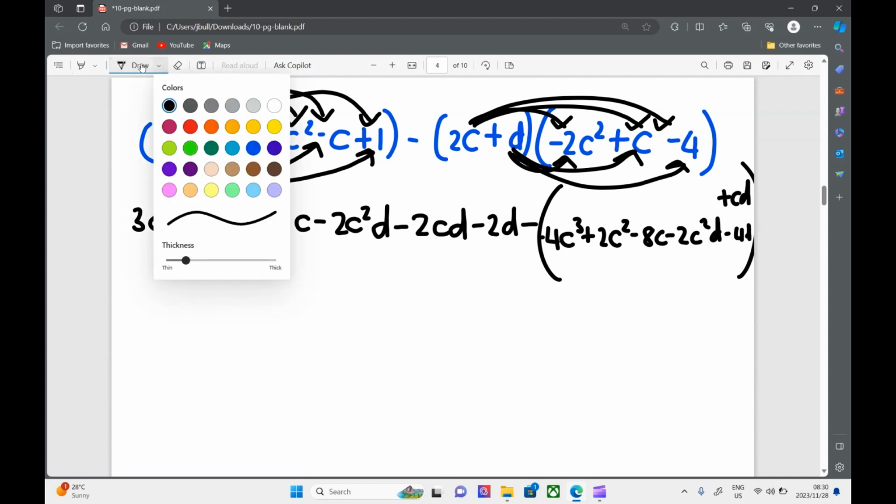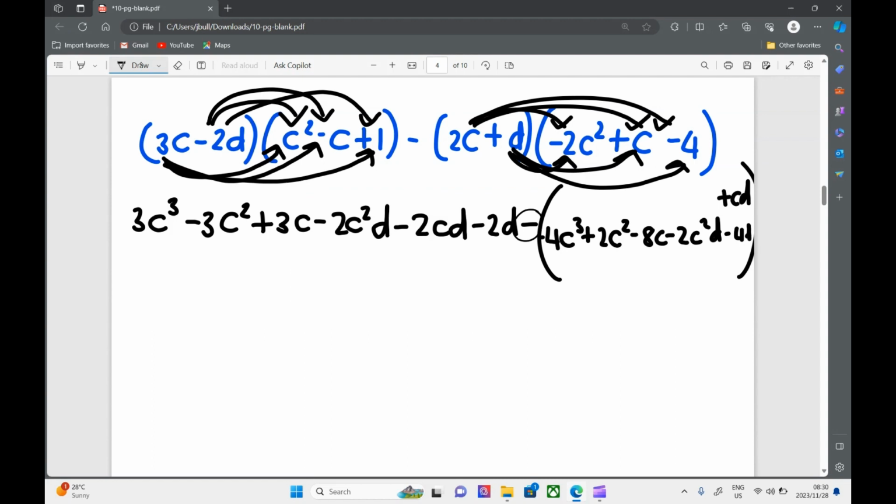Okay, so we've done our expanding. What we still need to do is multiply this bracket, we need to multiply everything by that minus. So let's just rewrite everything here. We've got 3c³ minus 3c squared plus 3c minus 2c squared d minus 2cd minus 2d. And now we just multiply everything in this bracket by the minus. It's really important with these signs. If there's a minus like that, you have to change everything inside. Because of the minus, it just changes all the signs inside.